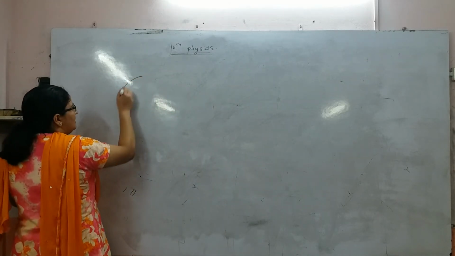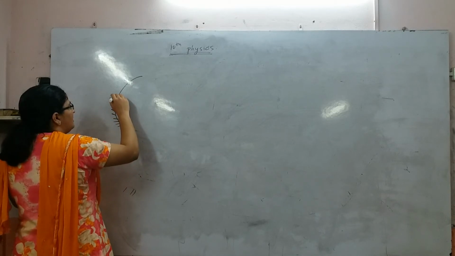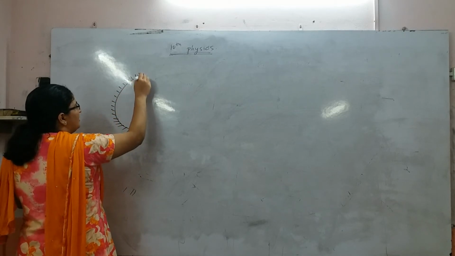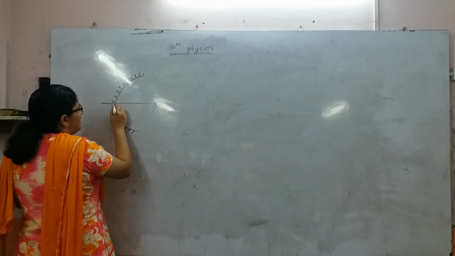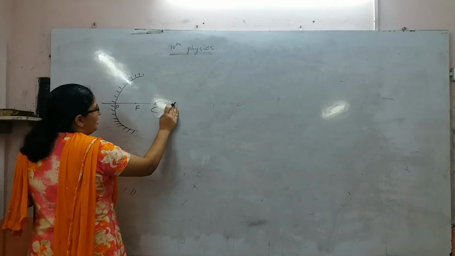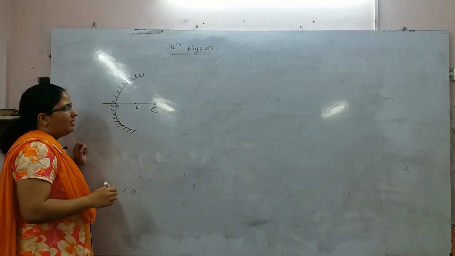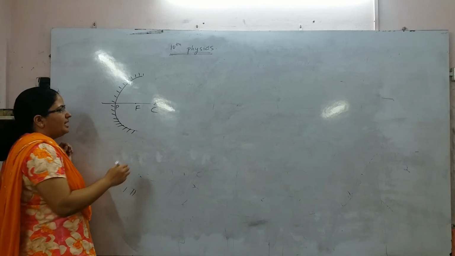Case 1. This is a concave mirror. This line represents the principal axis. Now, we will discuss 6 positions for the formation of image.